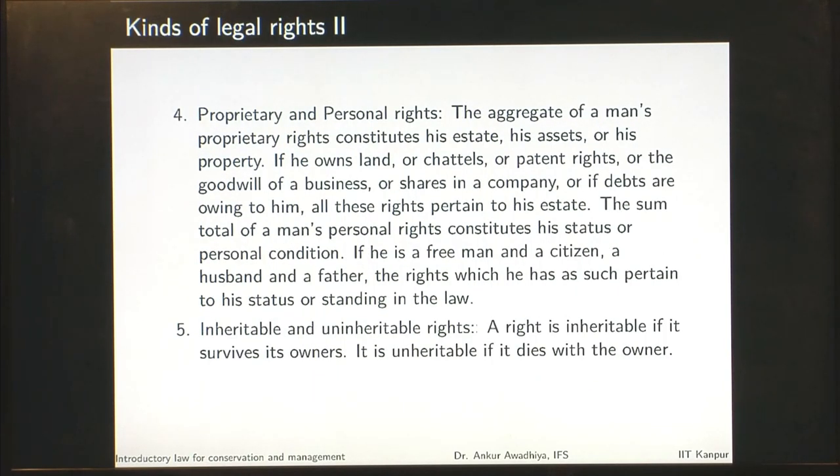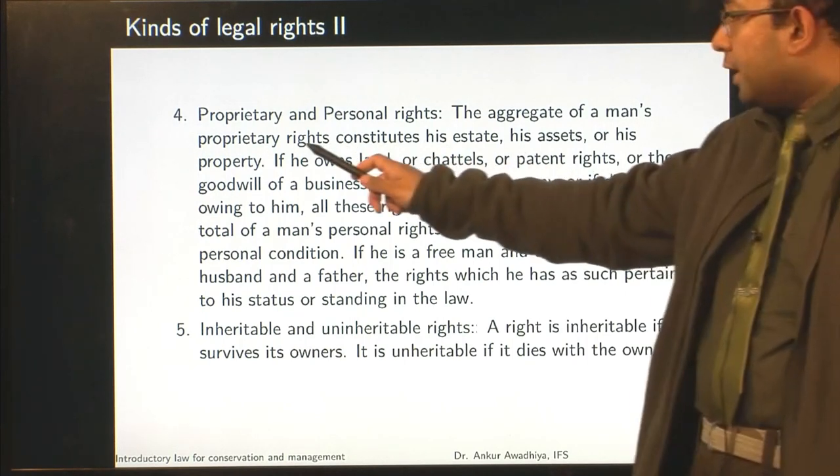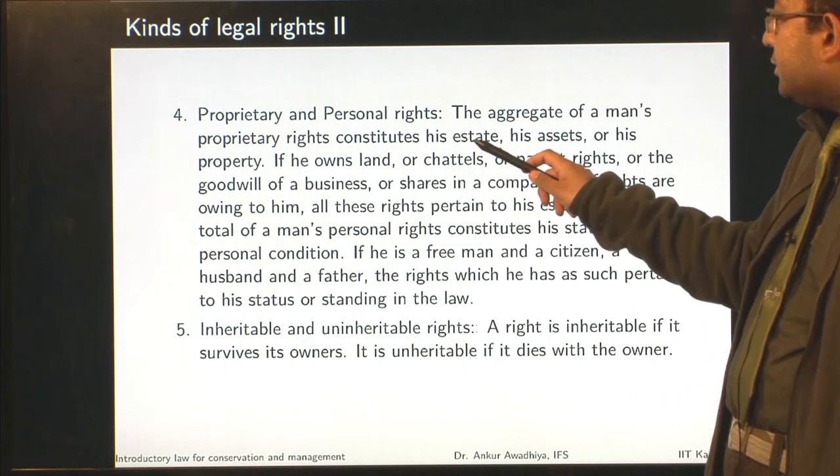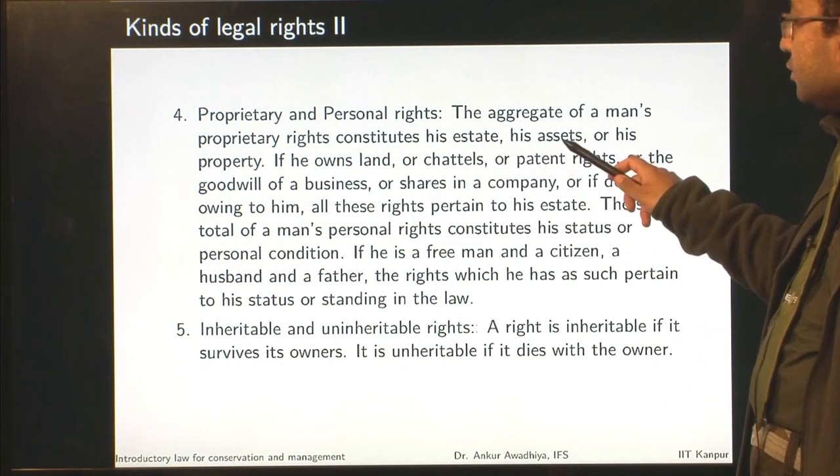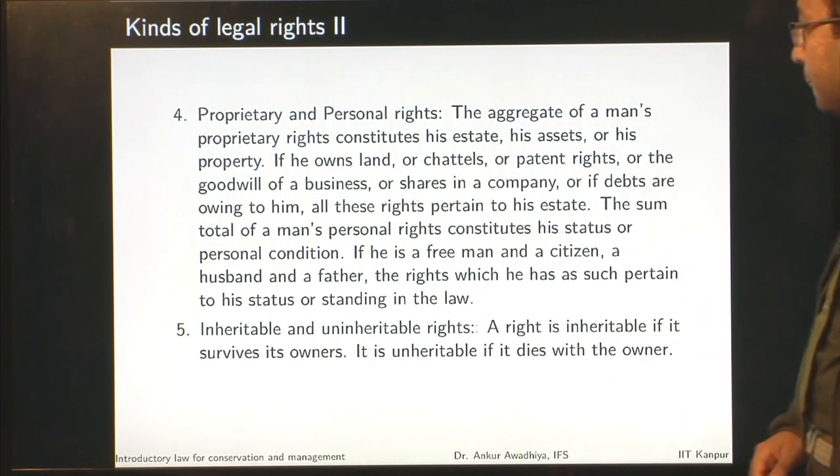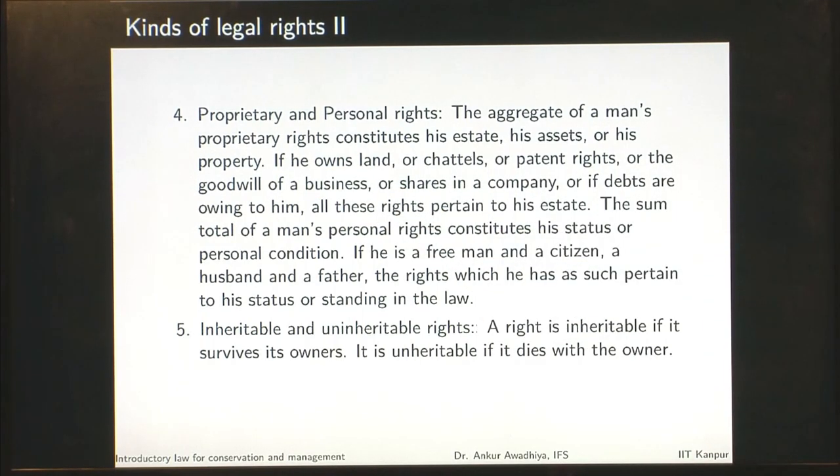Then you have proprietary or property and personal rights. The aggregate of a man's proprietary rights constitutes his estate, his assets or his property. So, the sum total of proprietary rights, that is property rights, is the estate of a person, also known as the assets of the person or the property of a person. If he owns land or chattels or patent rights or the goodwill of a business, shares in a company, or if debts are owing to him, that is other people have to pay him back, all of these rights pertain to his estate. So, all of these are property rights.